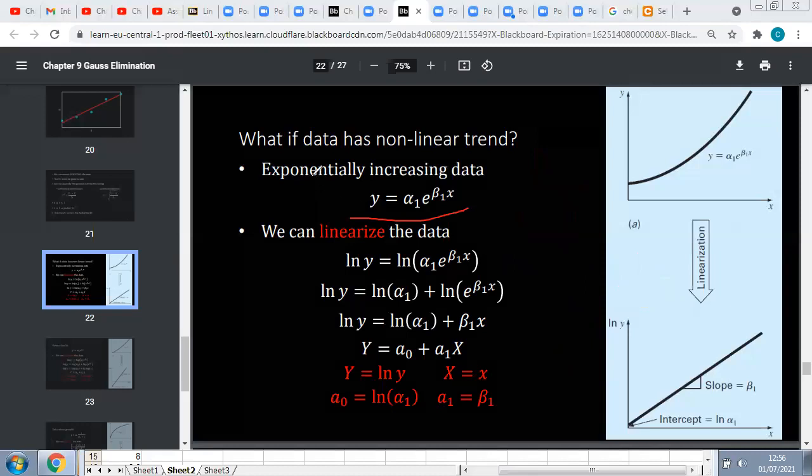So if I have exponentially increasing data, as soon as you see the data, from its behavior you can say that it seems to follow an exponential profile.